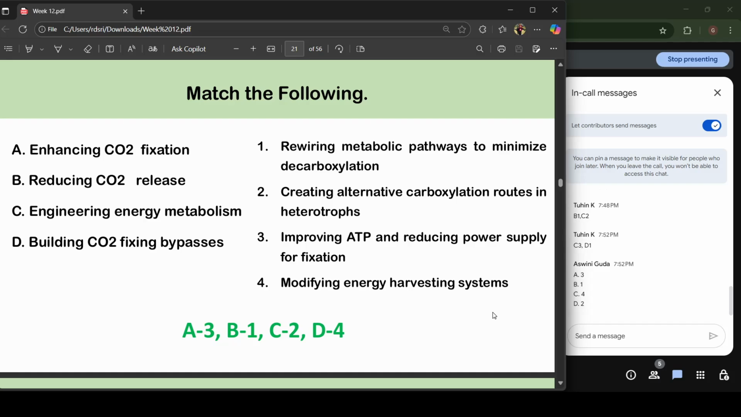And then, when we talk about engineering energy metabolism, here we will create alternative carboxylation routes in heterotrophs, whereas when we are trying to build carbon dioxide fixing bypasses, there we go for modifying energy harvesting systems. I think you got confused between engineering energy metabolism and building carbon dioxide fixing bypasses. In both the systems, you are trying to modify the system. While engineering it for energy metabolism, you are creating carboxylation routes in heterotrophs, whereas for fixing the bypasses, you are modifying the energy harvesting system itself.